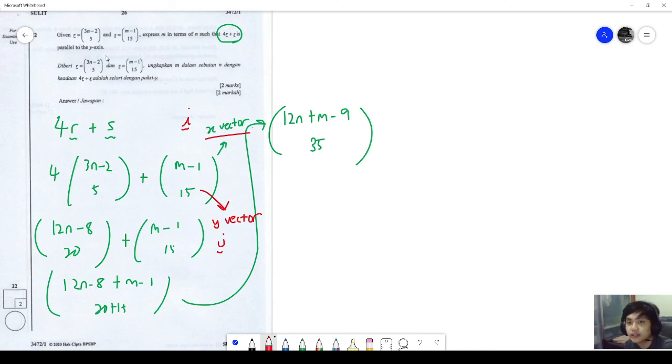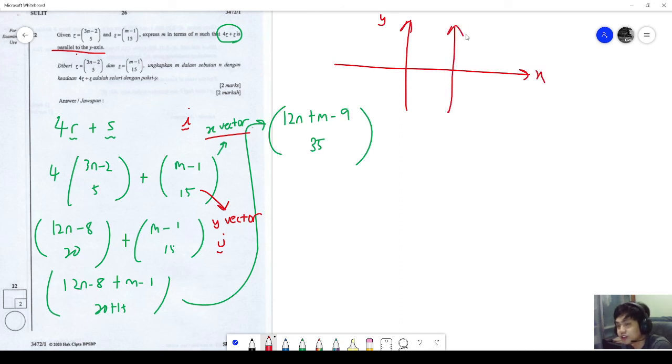So they told us that this vector is parallel to the y-axis. What does it mean to be parallel to the y-axis? This is the y-axis here. Parallel to the y-axis means the vector is moving in this direction, so it only moves from top to bottom. It does not move from left to right at all. So in other words, this vector is basically (0, y), because it doesn't move in the x direction, it only moves in the y direction.